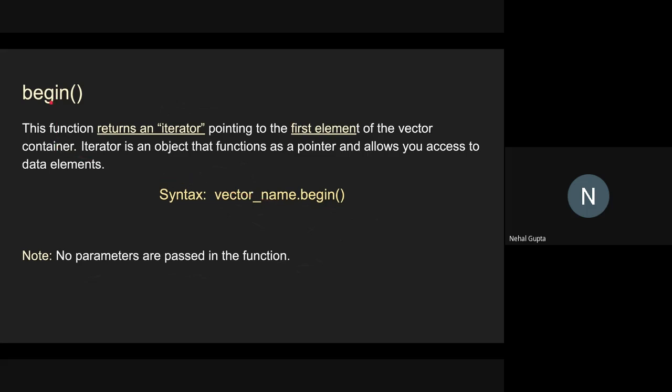Similarly, you have a function called end. It is the same as begin, same concept. Only difference is that it returns the iterator to the last element. That is the function of begin and the function of end. Begin will return the iterator to the first element. End will return the iterator to the last element.